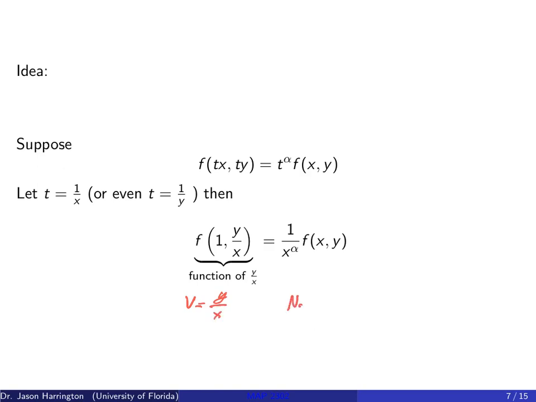But note that if you write it the other way, for example, what would happen if I let t be 1 over y? You get a function like x over y, comma 1. By letting t be 1 over y, this also works. So as long as you can write this as 1 over y to the alpha times a function of x over y, then you would let v equal x over y. Basically, you're just looking for a ratio of y over x or x over y in every single case.